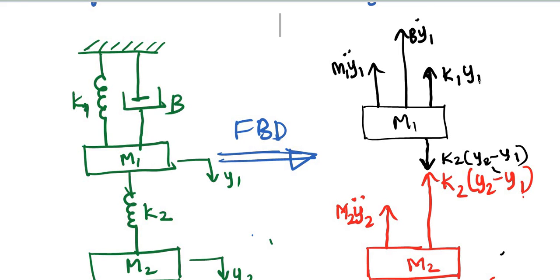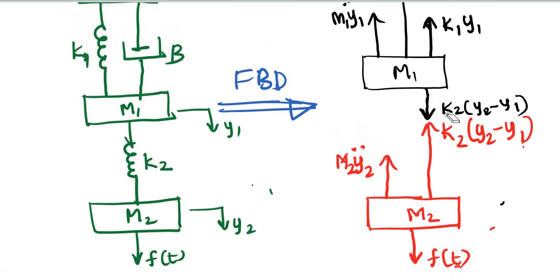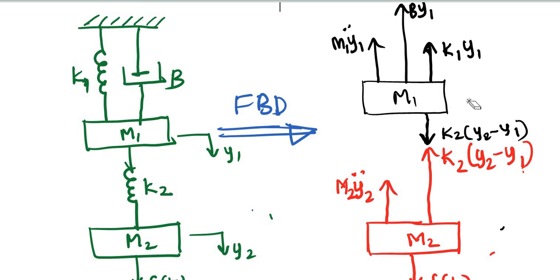Because this K1 and mass are connected between the fixed support and the mass. They are not between two moving masses. While this K2 was between two moving masses, the displacement was the net displacement between them, that is y2 minus y1, while here it is only y1. And for the friction, or the damper also, the force is only b into y1 dot, that is, only the displacement of the mass y1 is being considered. So this is the free body diagram for this mechanical system.